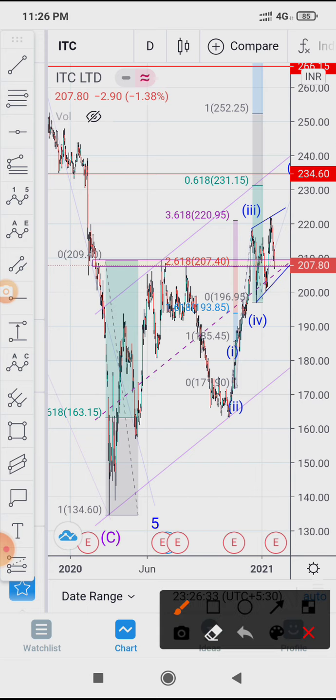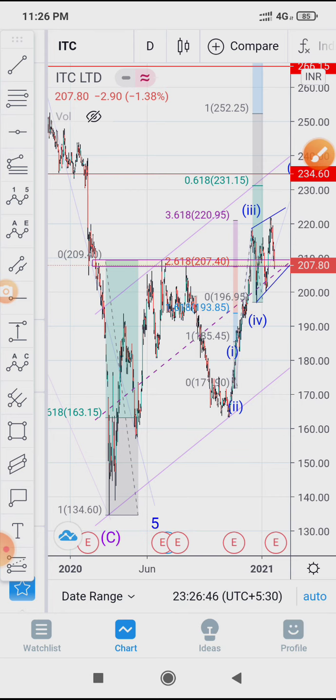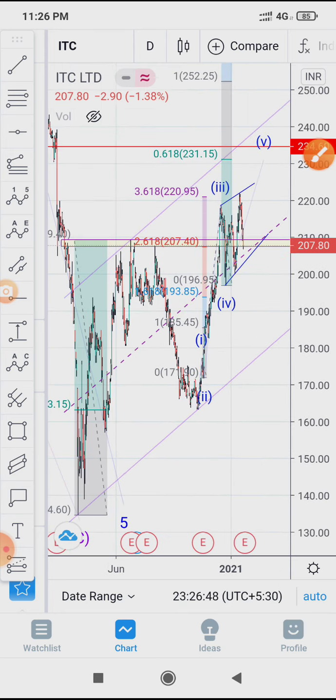You can draw a parallel channel by considering swing high and swing low, not the recent low. You have to plot the parallel channel on this line, then you could get the next probable moves.